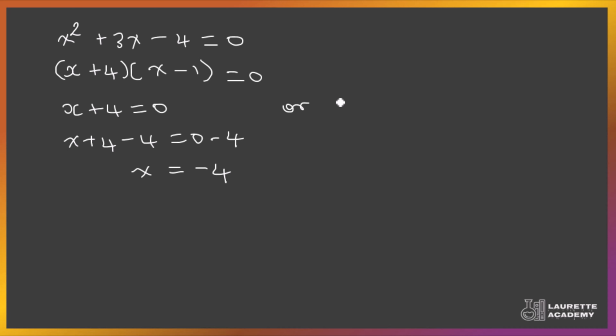Or x minus 1 is equal to 0. We add 1 to both sides of the equation, and so we have x minus 1 plus 1 equals 0 plus 1, and so x equals 1. So we have the x coordinate of the 2 points of intersection. Since we have these two values, this shows that the line and the curve intersect at 2 points.